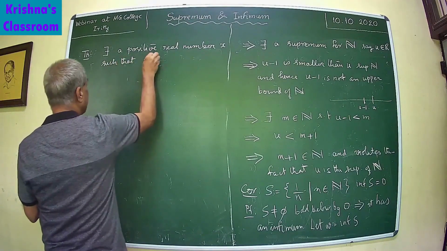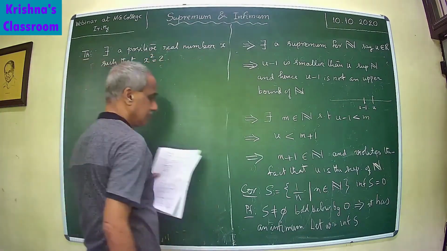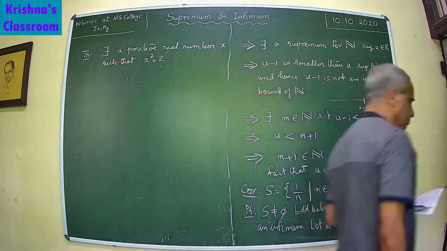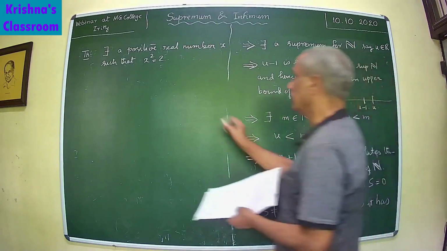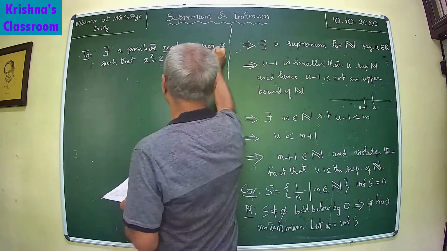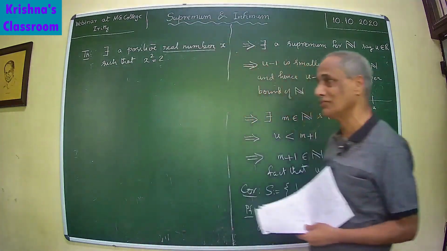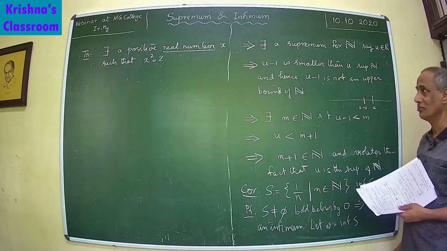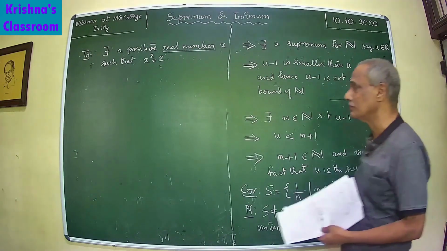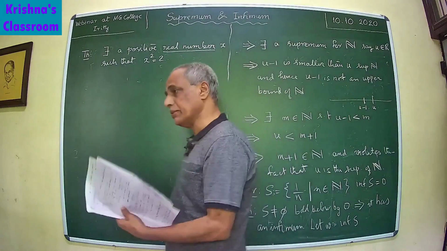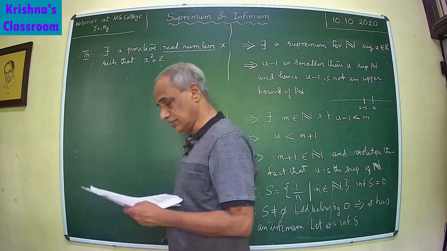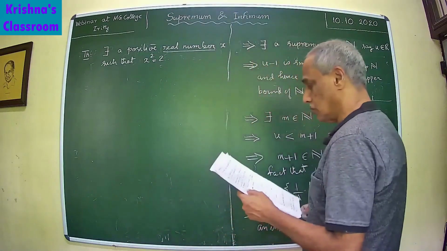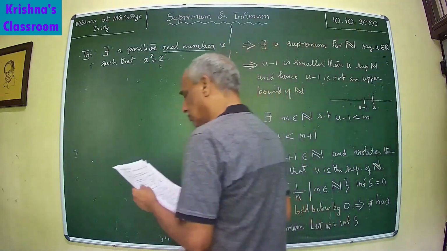x squared equals 2. This is the statement. If you replace real by rational, then there is no solution for this equation. But the moment you put real, this is completely based on the supremum property, or the completeness of R, that you have. So what you do is the following.